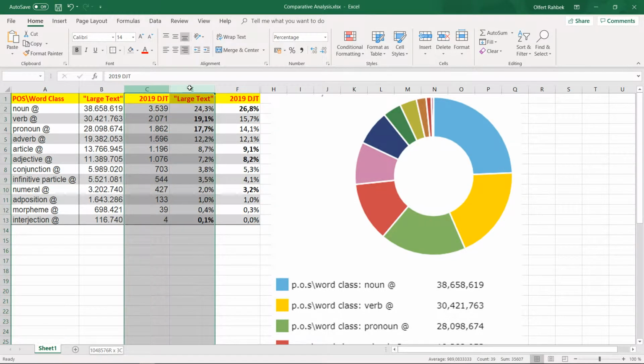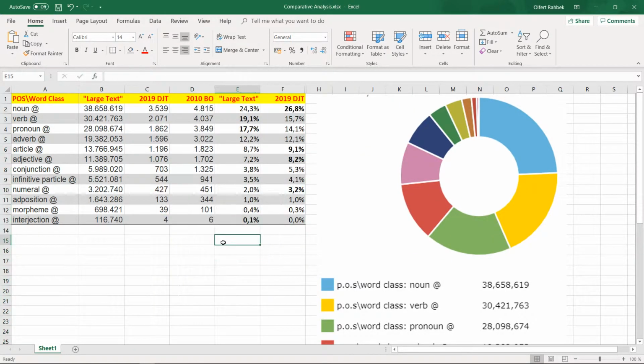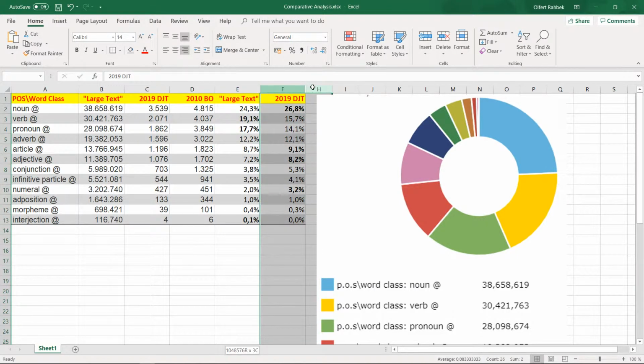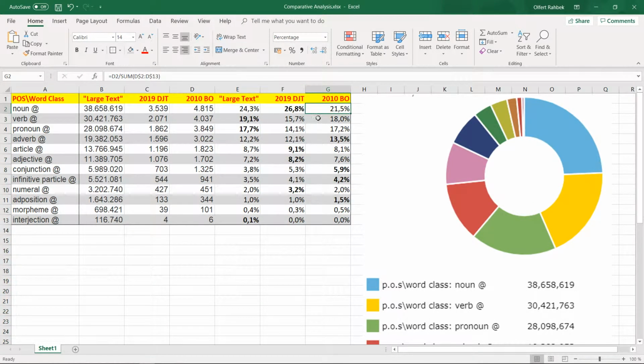I'm going to add another text which I prepared here, and that is Barack Obama's speech in 2010, which was his second presentation before a joint Congress. And we see here that Trump has more nouns than Obama. Obama, on the other side, has more verbs than Trump.